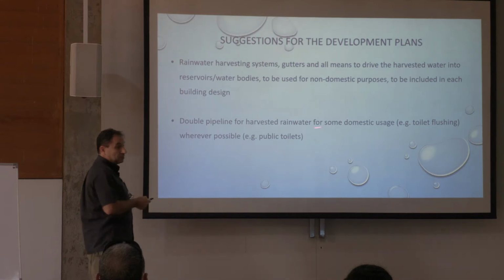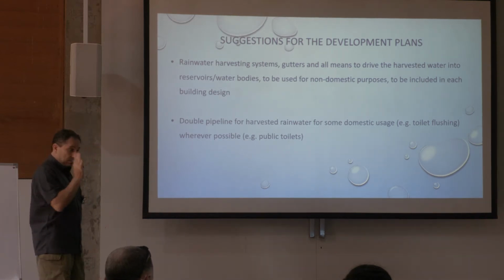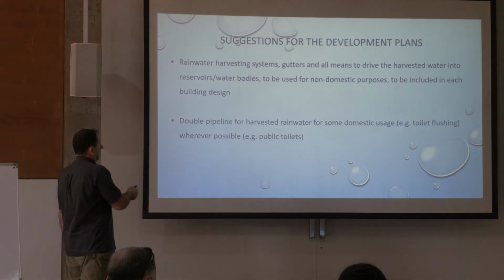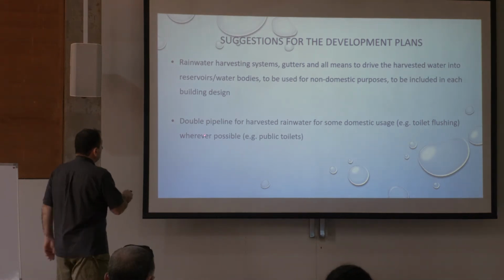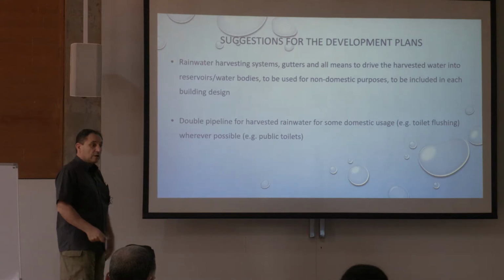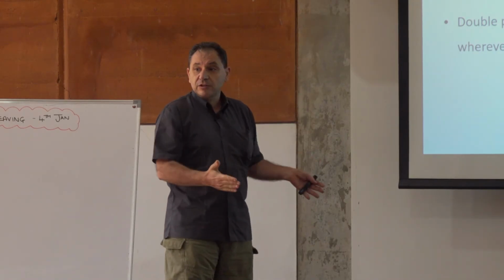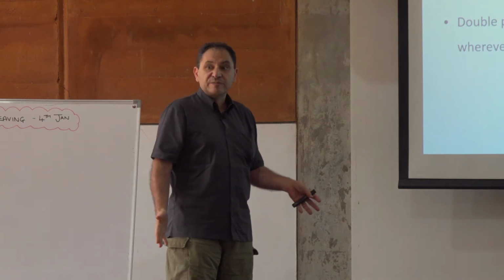Double pipeline. I'm sorry, this is an emergency. There's no time to wait anymore. Take it or leave it. Leave it in the sense you have to go. Double pipeline for harvested rainwater for some domestic usage, toilet flushing. This is not theory anymore. We have to do it. Period. Matter over. Oh, it's more expensive.